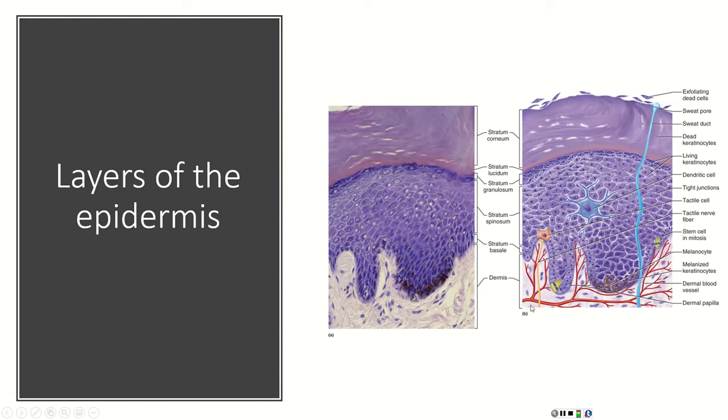Now we can see blood vessels here, but we can also see that they're all stopping before they extend into the epidermis. The epidermis itself is not innervated, and it is avascular. That's very important. It's not innervated, and it is avascular.